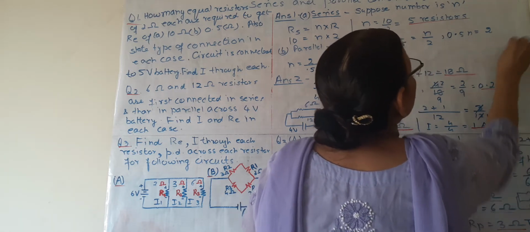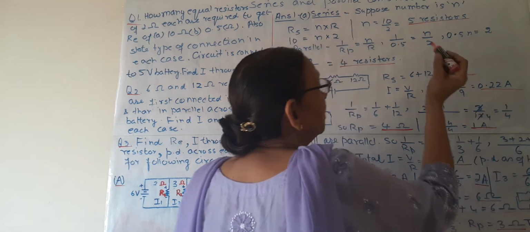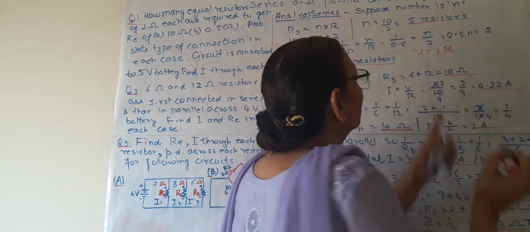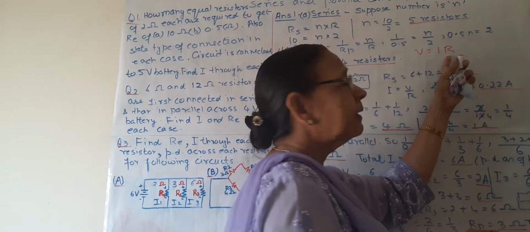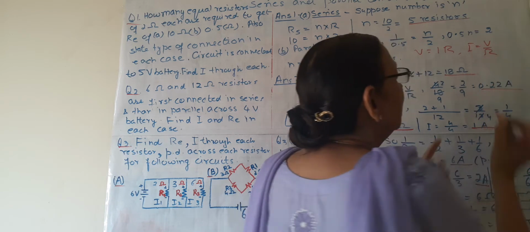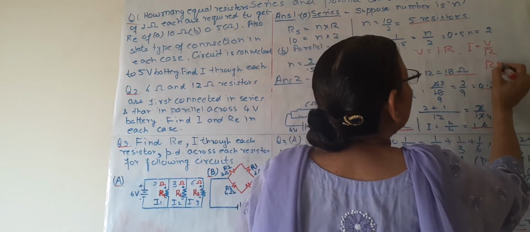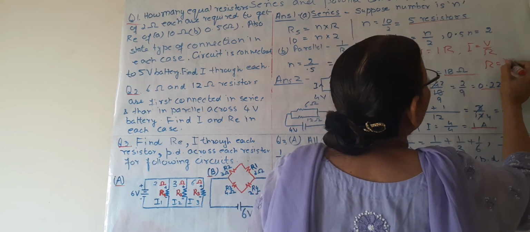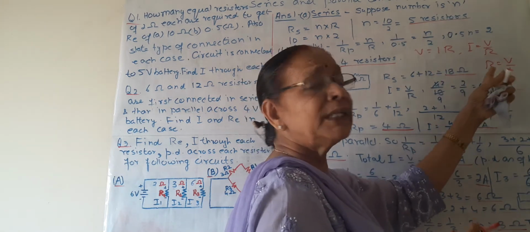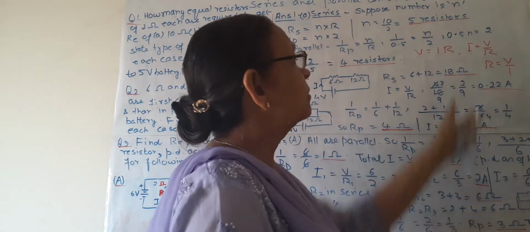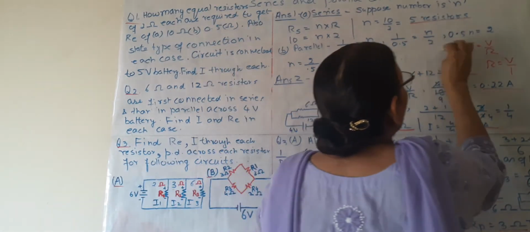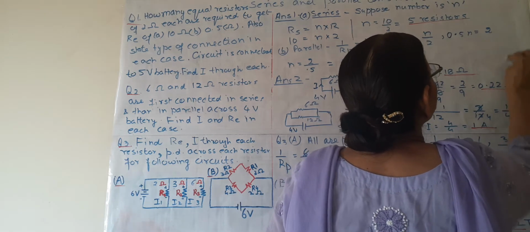Now quickly we will revise the formula of Ohm's law, where V is equal to IR. V is voltage, I is current and R is resistance, or I is equal to V upon R, or R is equal to V upon I. So by the help of these three Ohm's law formulas, we will solve all the questions. This is one thing.